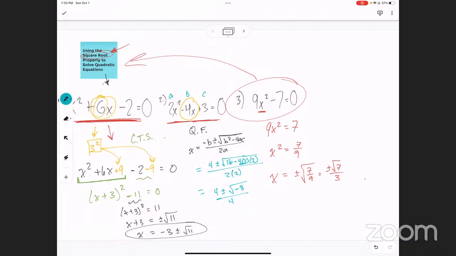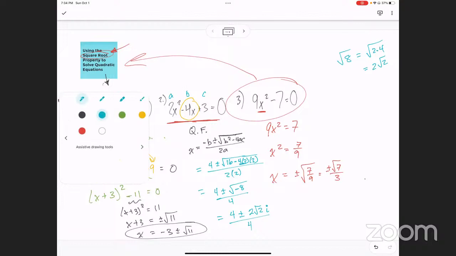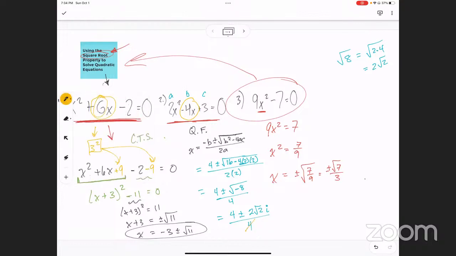We can find the solution, and the solution for this is you just take the i out. Have you learned how to simplify this as 2 times 4, which is just 2 times root 2? Perfect. So I'm going to show you that. So that's 4 plus or minus 2 root 2 times i all over 4. And then you can simplify this even more because the 4, the 2, and the 4 all have a factor of 2. So I can factor that out. So my answer is really 2 plus or minus root 2i.